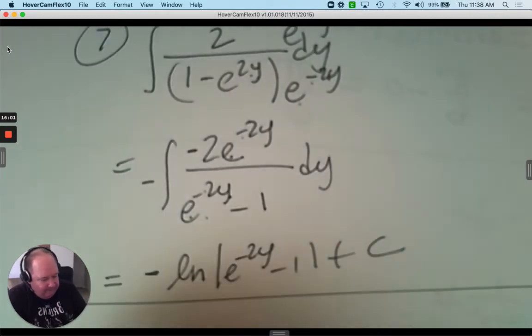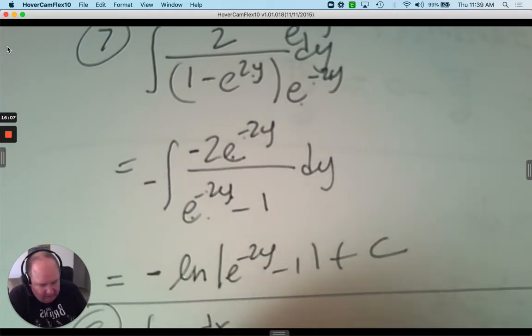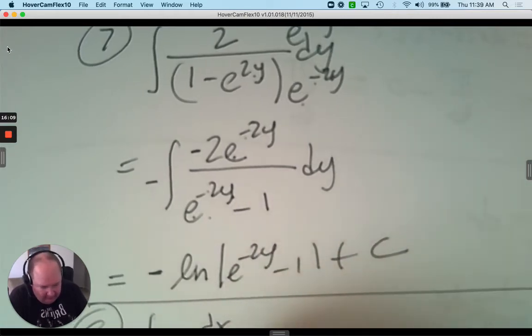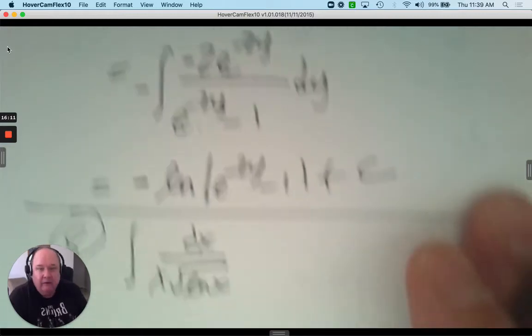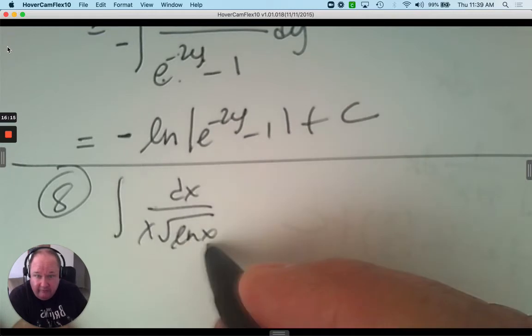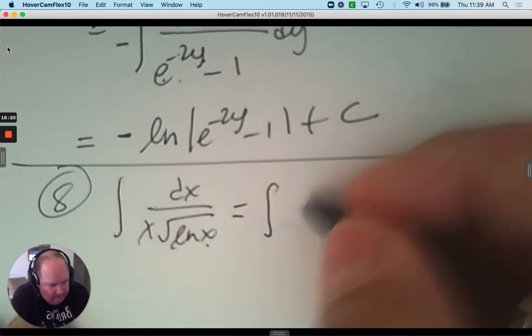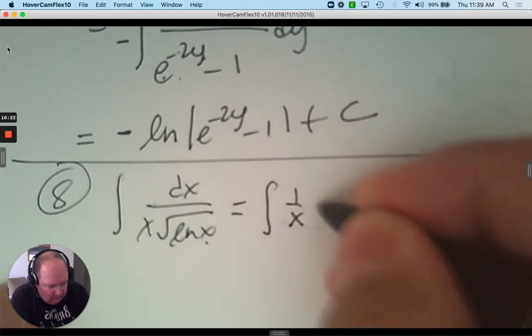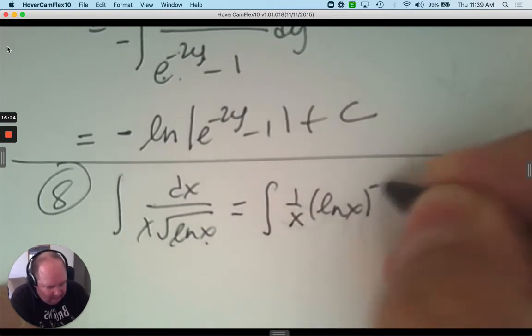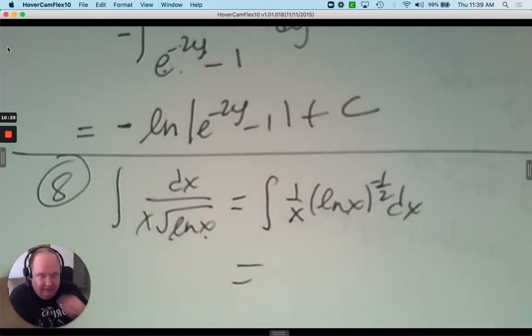Number 8. So again, we're integrating. Again, I see 1 over x, and I see ln x. So that's already an indicator to me. So when I see 1 over x and ln x, I think that's a connection. The derivative of ln x is 1 over x. So how can I use that? So if I write it as 1 over x and ln x to the negative a half, can I set this up to be able to integrate?